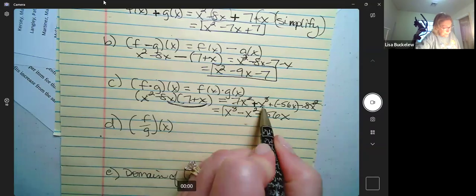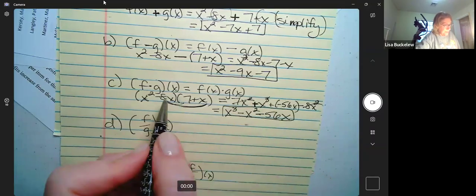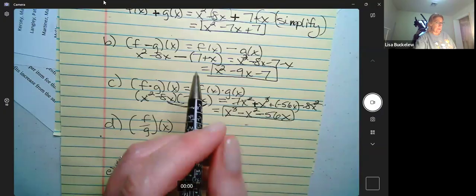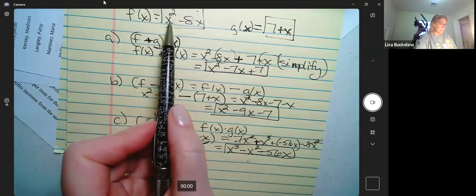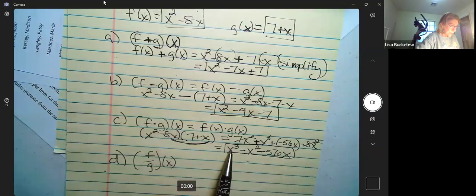Okay, so that is the result of when you multiply them together, you're going to end up getting x to the third because you're multiplying an x from one times x squared from the other somewhere in that multiplication, and that's why there's a cubic term.